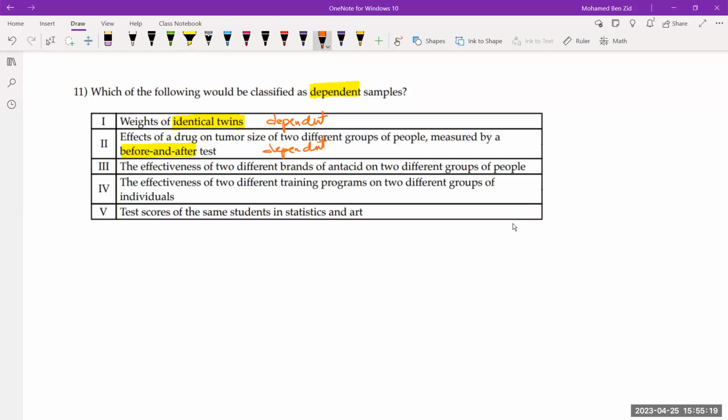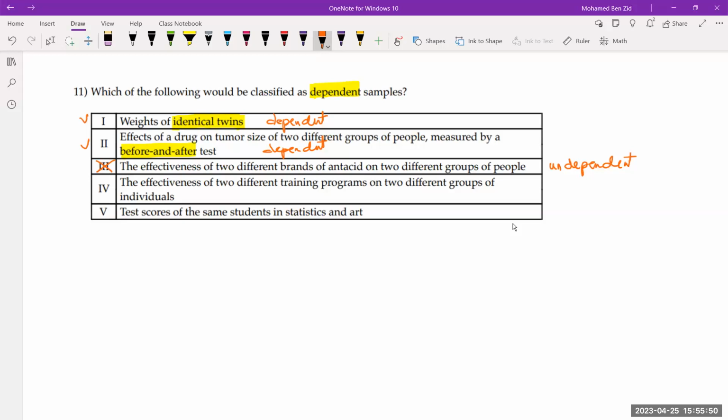All right. Number 3, the effectiveness of two different brands of antacid on two different groups of people. And this is not dependent. So this is independent, right? So we are looking for dependent samples. The 3 is not dependent. The 1 is good, 2 is good, 3 is not good.